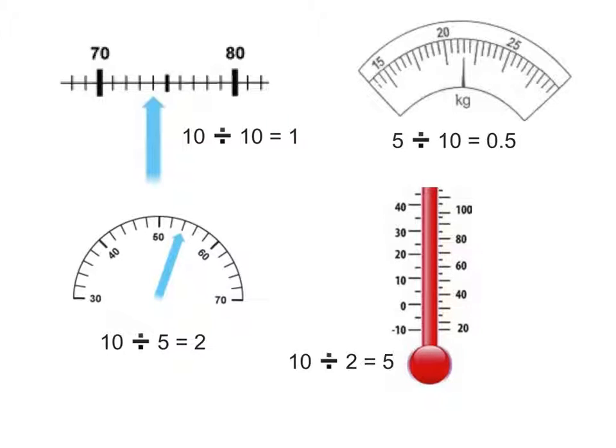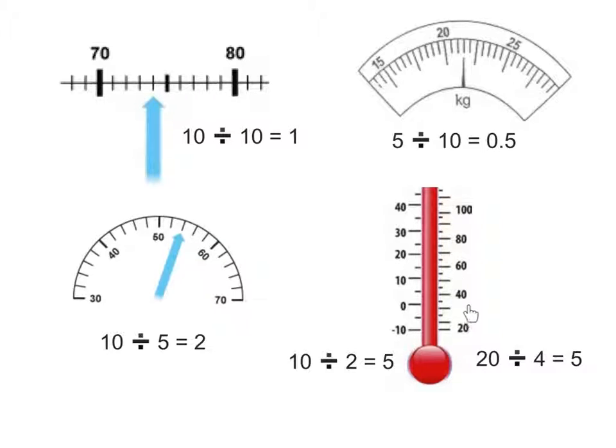Let's look finally at a thermometer scale. On this side, the scale is going from 0 to 10 in two little jumps. So each jump is worth 5. So it goes 0, 5, 10, 15, 20.